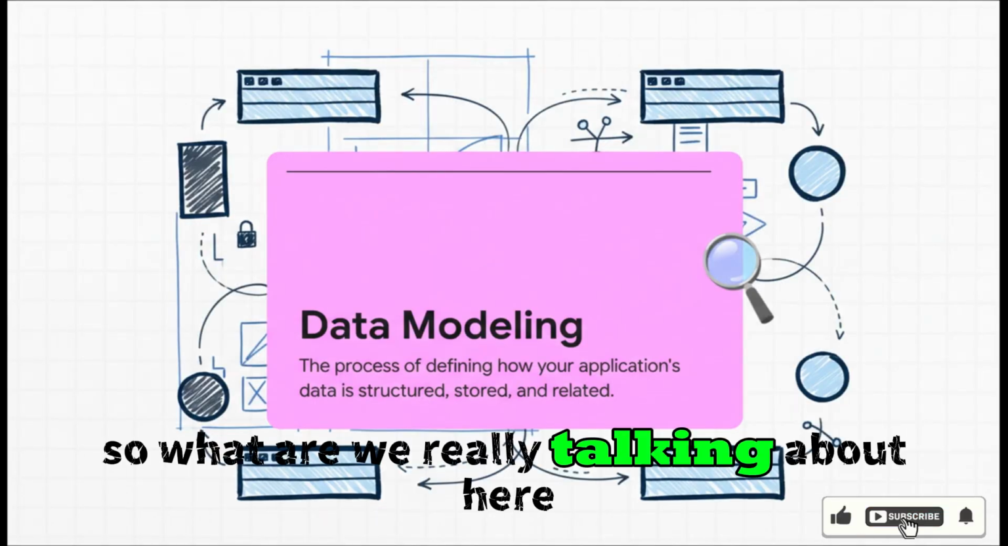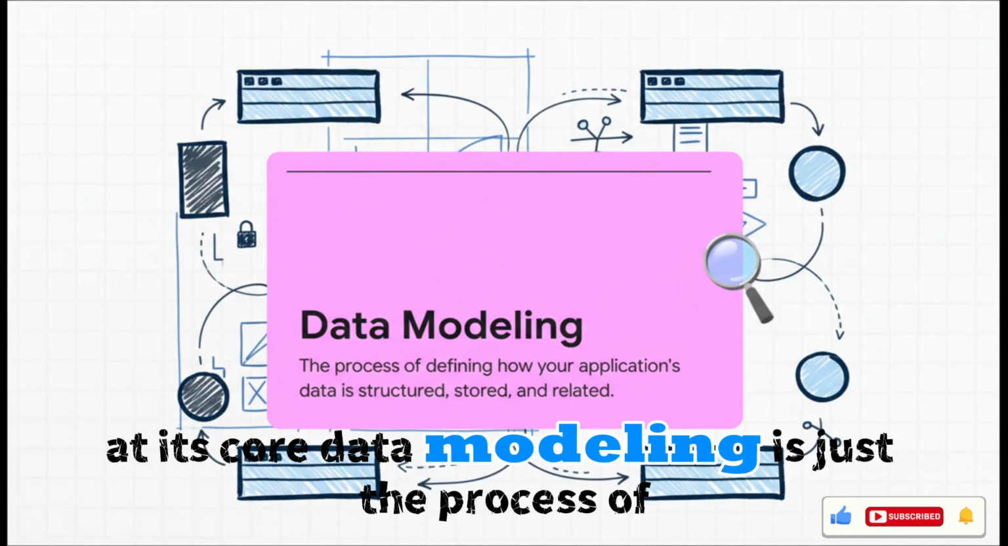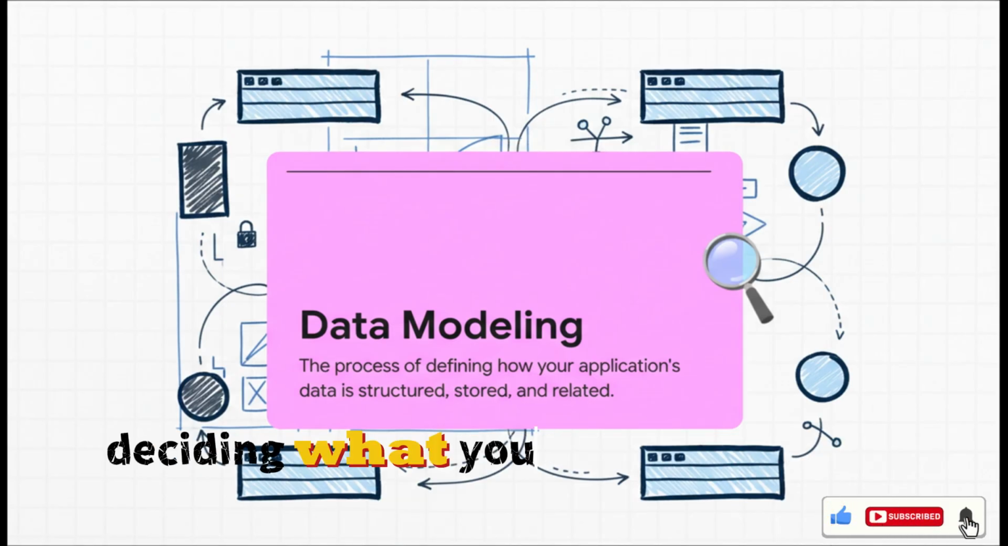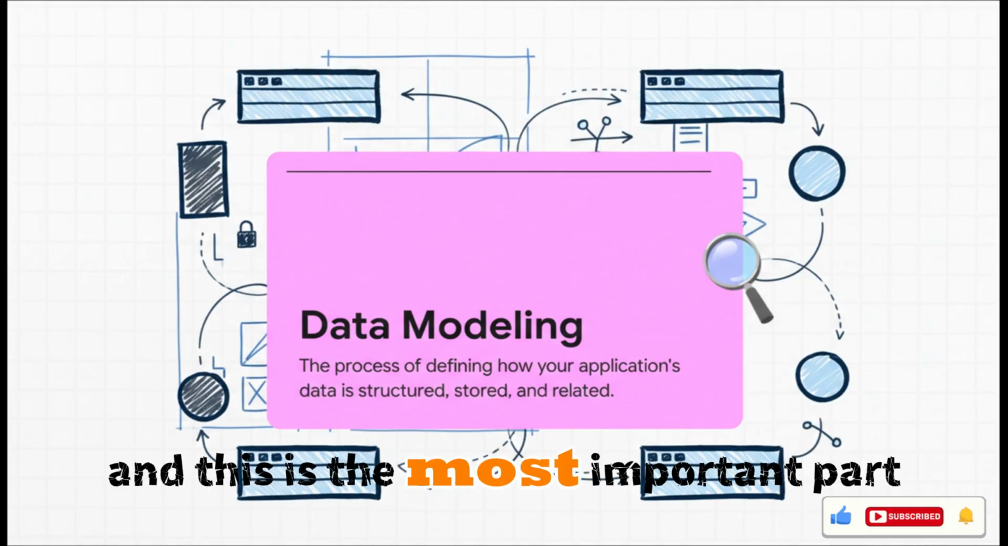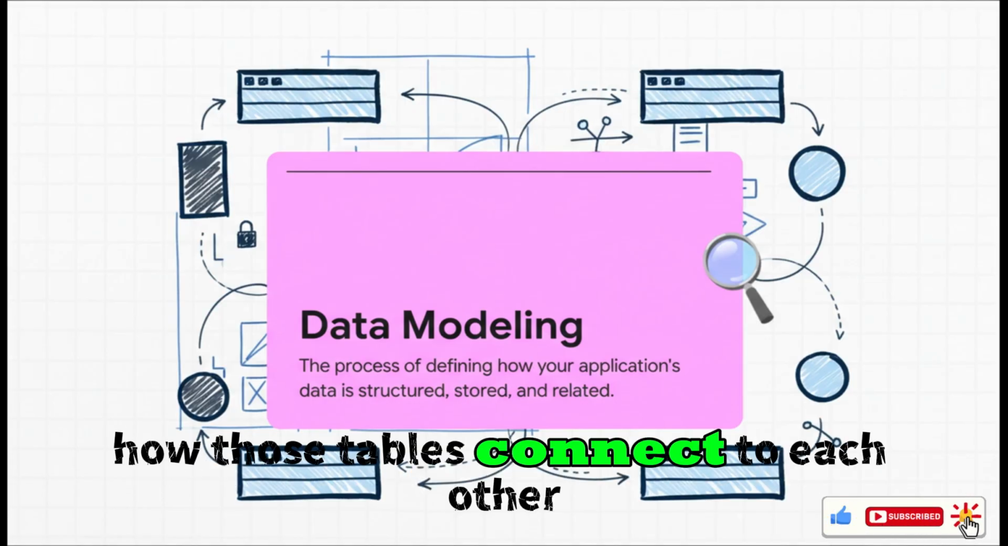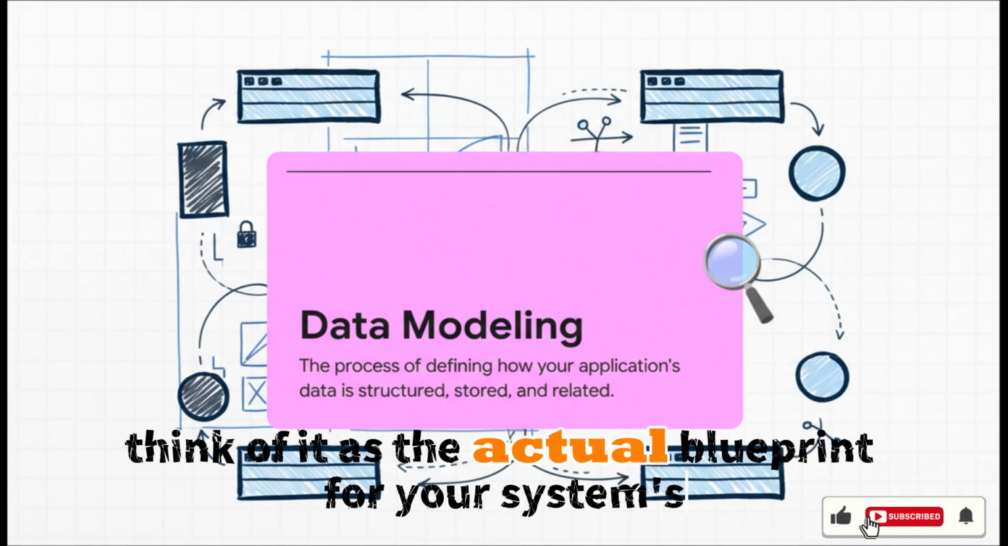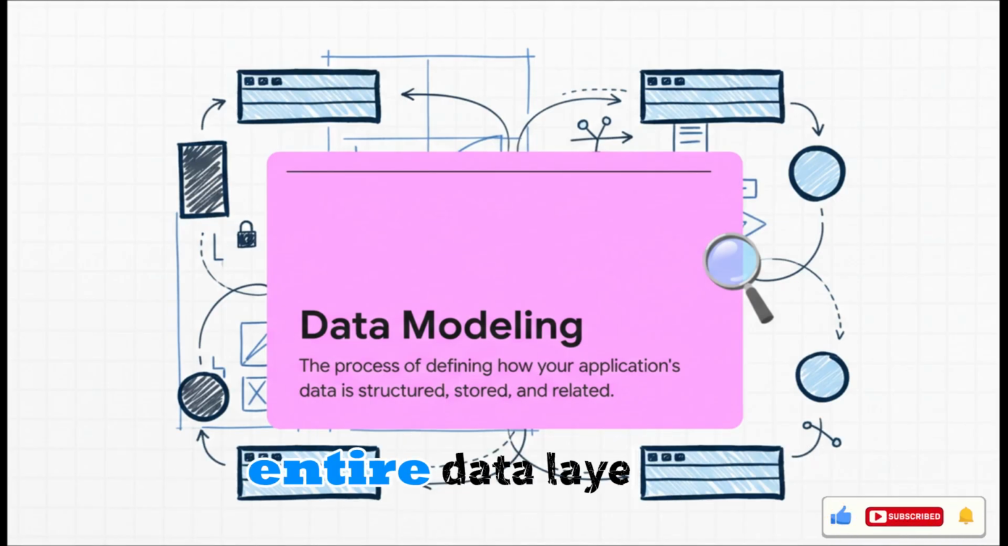So, what are we really talking about here? At its core, data modeling is just the process of deciding what your database tables will be, how you'll find records in them, and, this is the most important part, how those tables connect to each other. Think of it as the actual blueprint for your system's entire data layer.